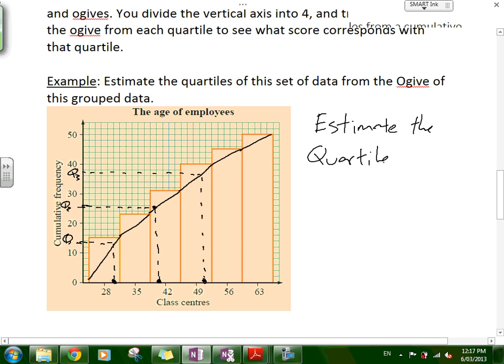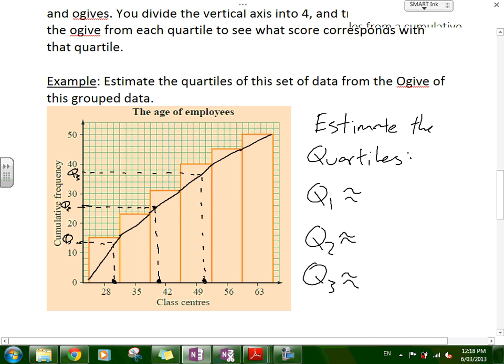Alright, so I'm going to estimate the quartiles. So I've got Q1, Q2, and Q3. Okay, because it's approximate, because we don't know where exactly the scores are. What do we estimate for Q1?